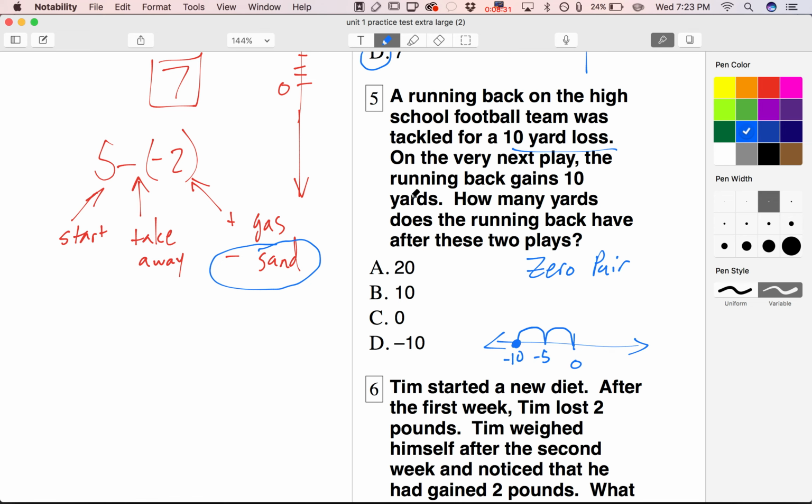On the very next play, the running back gains 10 yards. Now if you're going to gain 10 yards, you're definitely going to go the other direction. So right here. How many yards does the running back have after these 2 plays? So after this whole thing, what did I come up with? He landed on 0. He had no gain or loss at that point.